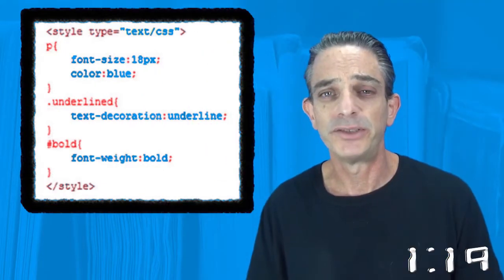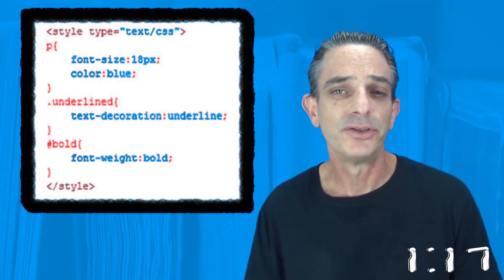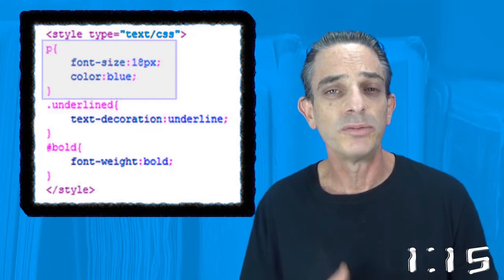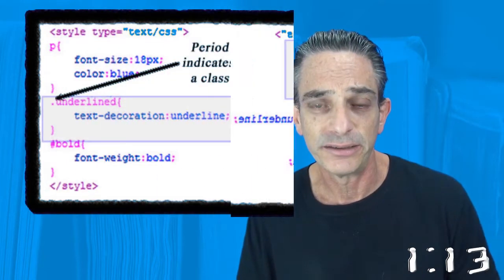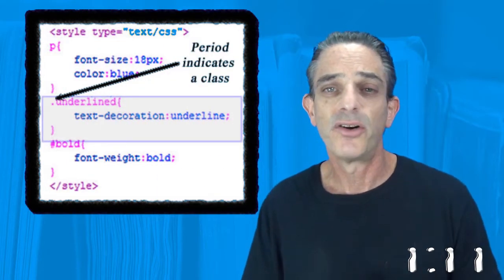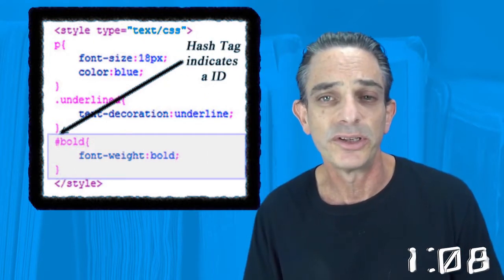There are three basic ways in which you can assign a style to a tag. You could assign it globally to all tags of a certain kind. You could use classes or IDs. Let's take a quick look at all three.